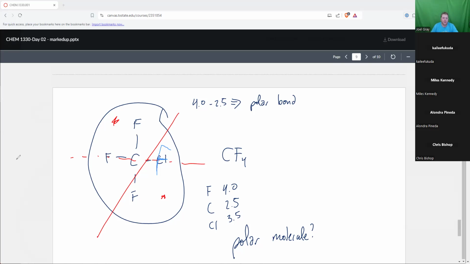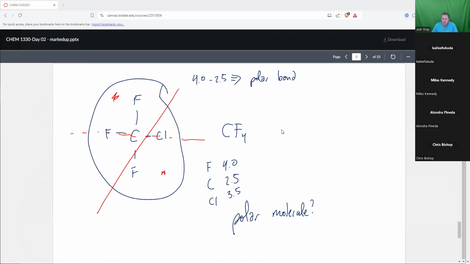But what we've got here is I replace one of those Fs with a chlorine. CF3Cl. Is that a symmetrical molecule? It is not. Therefore, that molecule is polar. So when you have an asymmetrical molecule, something that doesn't have symmetry, doesn't have an even balance of everything on 2 sides of it, then that is a polar molecule.